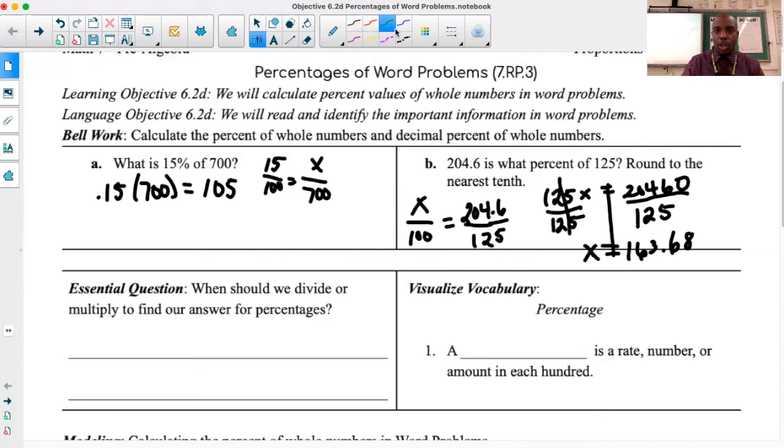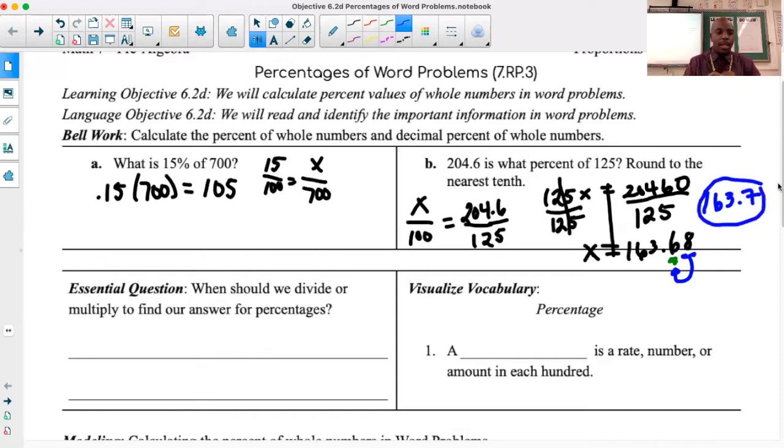Now, it does say round to the nearest tenth. Just so you all know, this 6 right here is the tenths place. If I want to round to the tenths place, I have to look at the hundredths place and see what it does to the tenths place. Since it's 5 or more, we need to raise the score. So our answer is going to be 163.7.